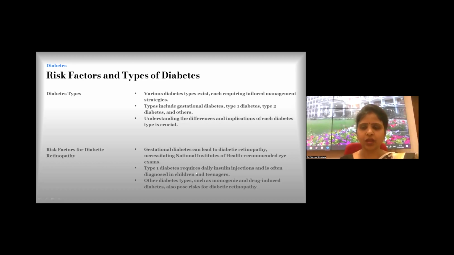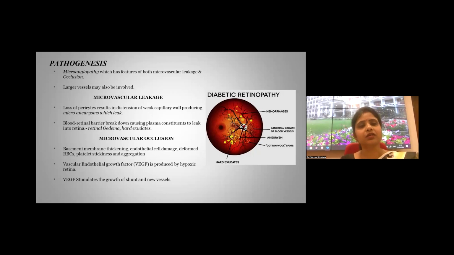Okay. Now, what is the pathogenesis involved? In diabetic retinopathy, there is microangiopathy, which has features of both microvascular leakage and microvascular occlusion. Here the vessels are large in size, and at the stage of microvascular leakage, there is loss of pericytes, which results in distension of the capillary wall, producing microaneurysms which leak, and the blood-retinal barrier breaks down, causing plasma constituents to leak into the retinal layers, so retinal edema develops and hard exudates are formed.